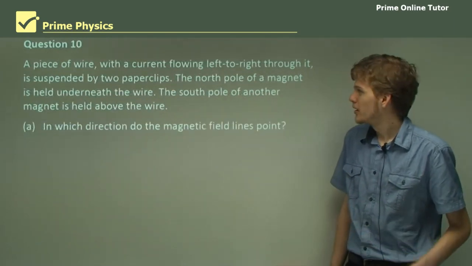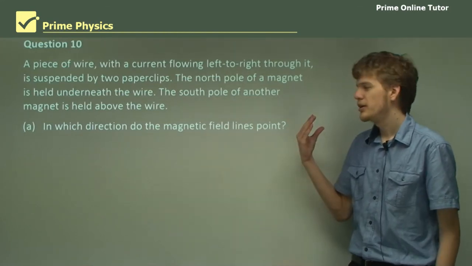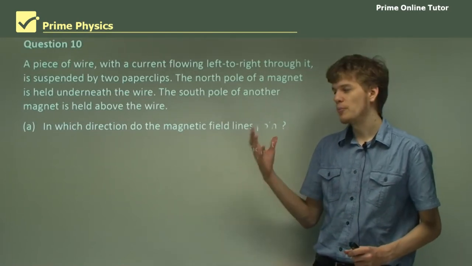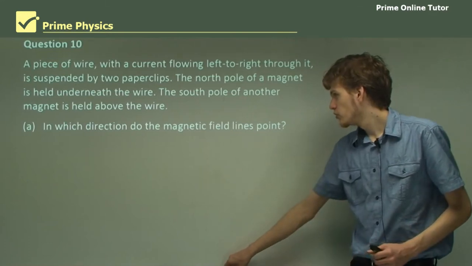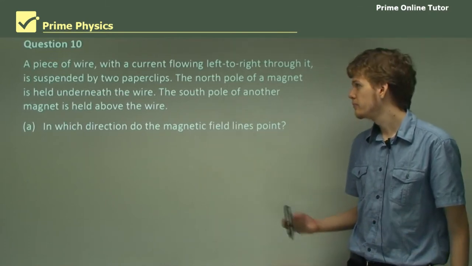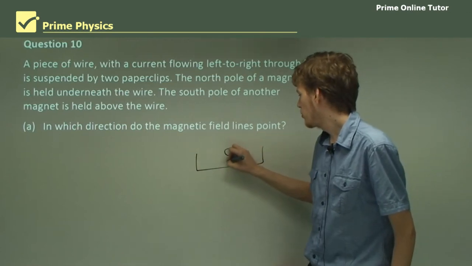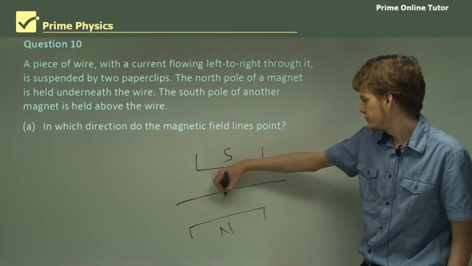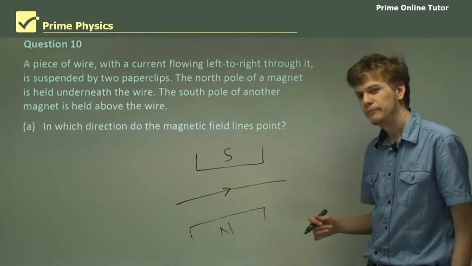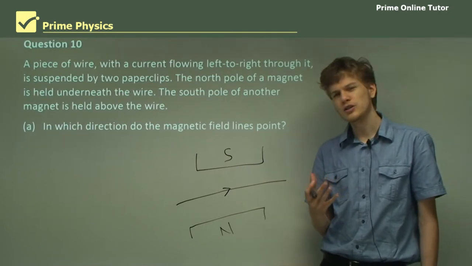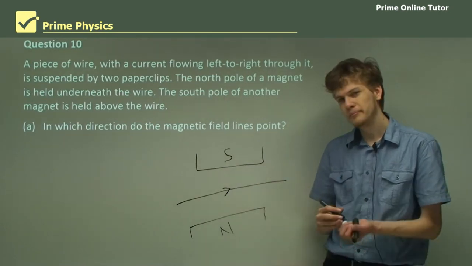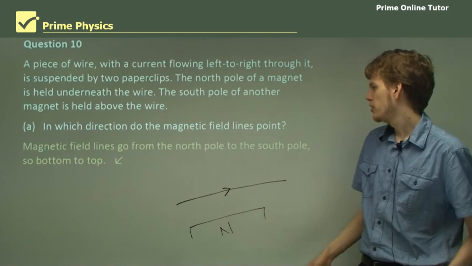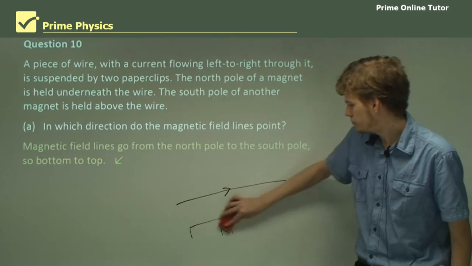Question 10. A piece of wire with a current flowing left to right through it is suspended by 2 paper clips. The north pole of a magnet is held underneath the wire, and the south pole of another magnet is held above the wire. So in which direction do the magnetic field lines point? Well, we have south pole over here, north pole over here, and we have an electric current flowing left to right. So what direction do the magnetic field lines point in? That's right, north to south. So we can answer the question by saying the magnetic field lines here will point from bottom to top, right?